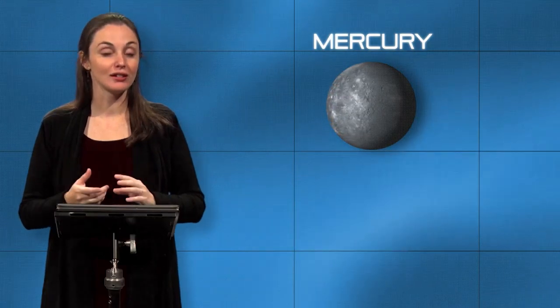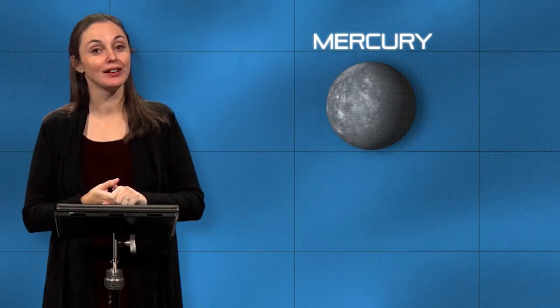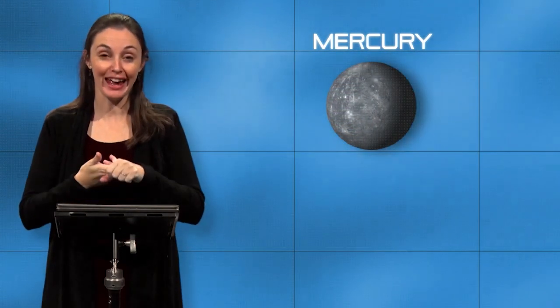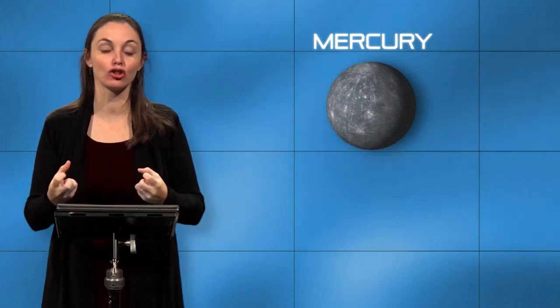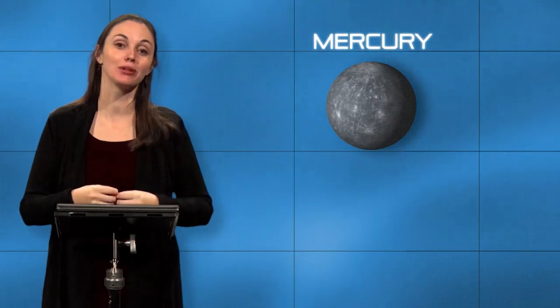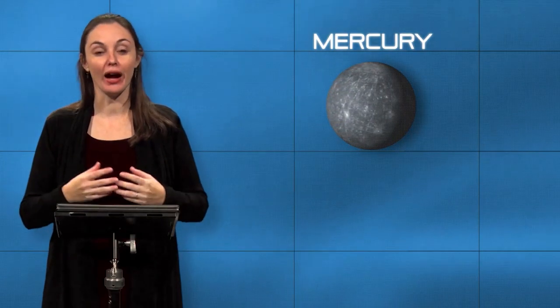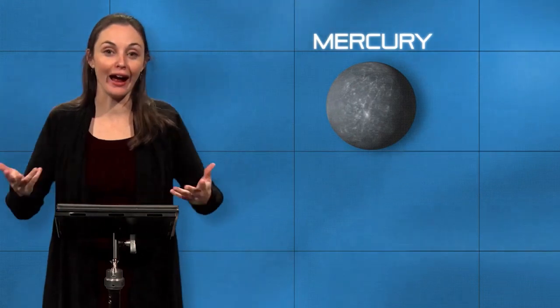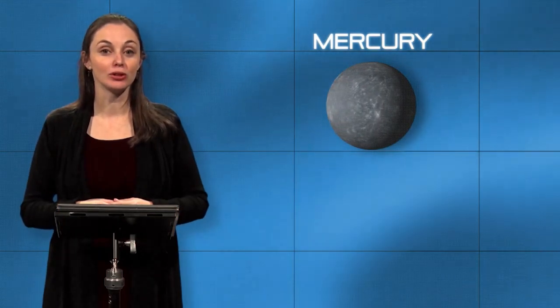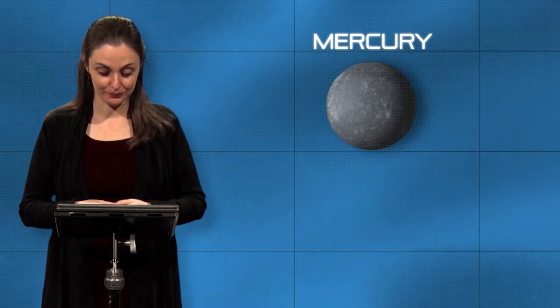This is an object that doesn't have an atmosphere, both because it lacks a magnetic field and because it was never massive enough to actually attract an atmosphere or retain an atmosphere to begin with. So there is no atmosphere on the planet. There's no erosion. There's no water cycle. There are no clouds. It's very similar to the moon in that respect.